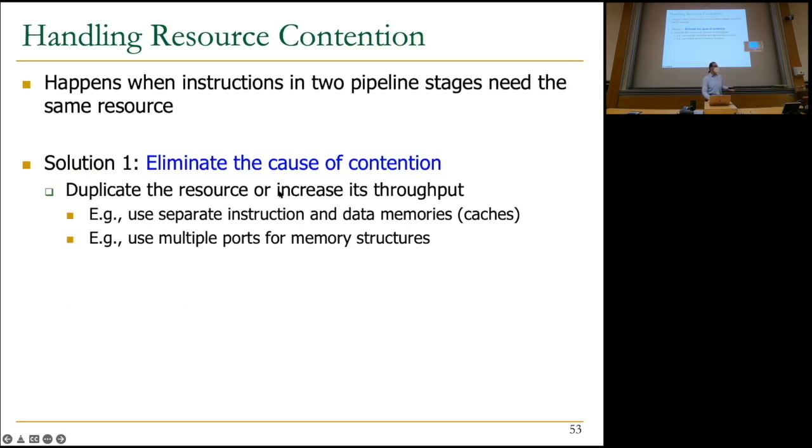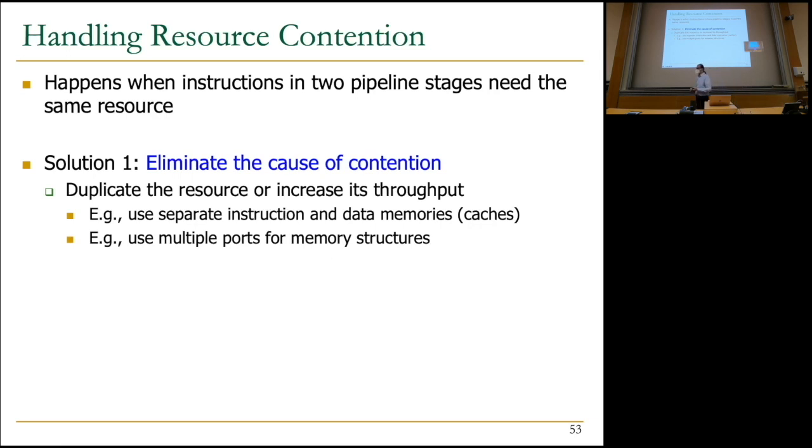You duplicate the resource, for example, as we did with a dryer, right? Or you increase its throughput somehow. Basically, reduce the time it takes for it to produce a result. For example, you can use separate instruction and data memories, or caches, as we will see. And that's what we will do, basically. In the fetch stage, we have an instruction memory. In the memory access stage, we have a data memory, as we see. Or you can use multiple ports for memory structures like register files, right?